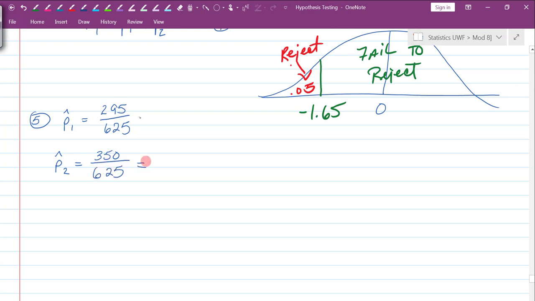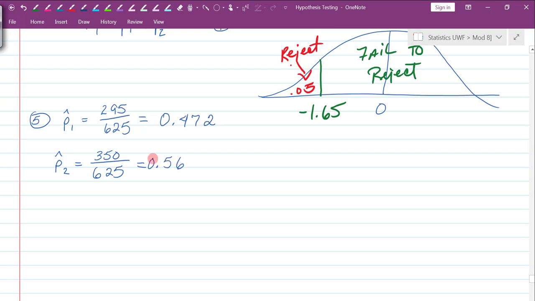And throw those in your calculators. We're going to find that 295 divided by 625 is equal to 0.472. And then 350 divided by 625 is equal to 0.56.